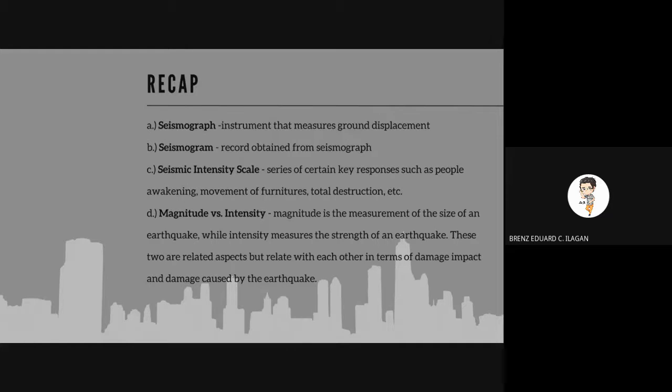Seismic intensity scale is a series of certain key responses such as people awakening, movement of furnitures, total destruction, and many more. And lastly, magnitude versus intensity. Magnitude is a measurement of the size of an earthquake, while intensity measures the strength of an earthquake. These two are different aspects but relate with each other in terms of damage impact and damage caused by the earthquake.